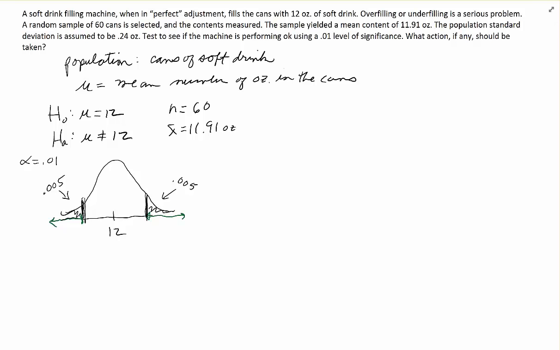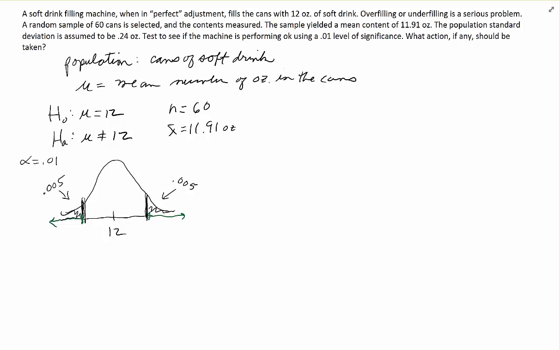Now, how do we find the z alpha over 2 values for those decision lines? This will be standard normal because we have a large sample, and in this case we actually have the population standard deviation. By the way, this wouldn't be uncommon in a situation like this because this value of 0.24 ounces was calculated probably from many samples, understanding the capability of the machines.